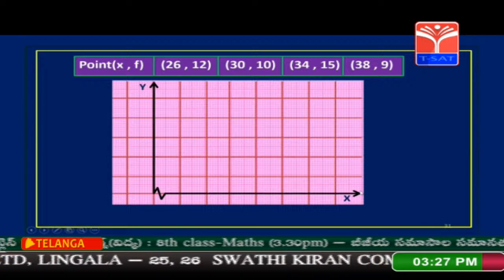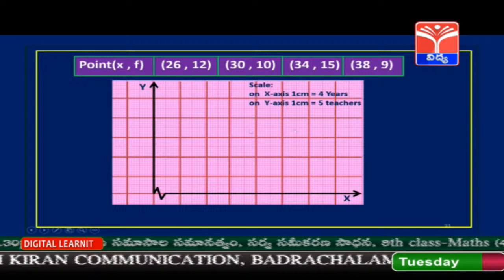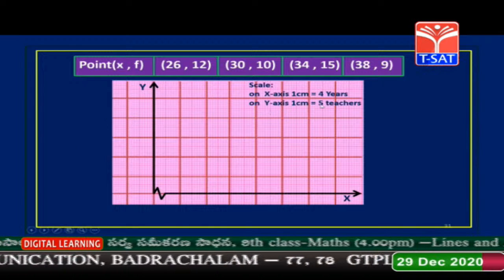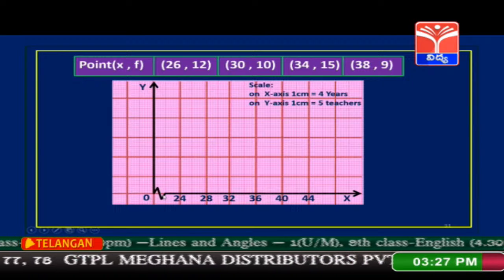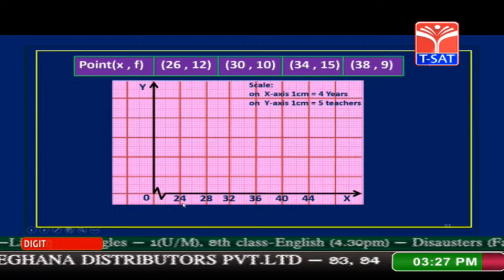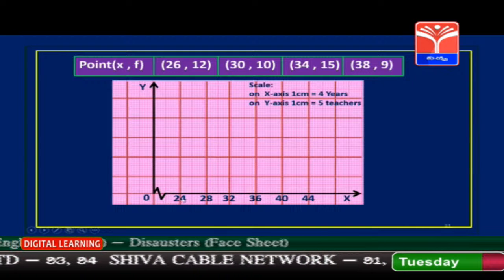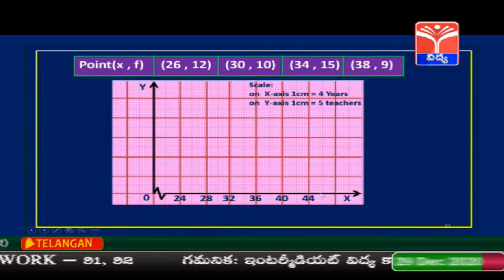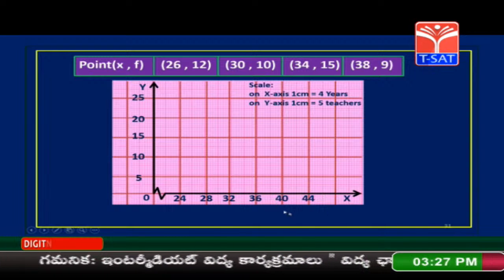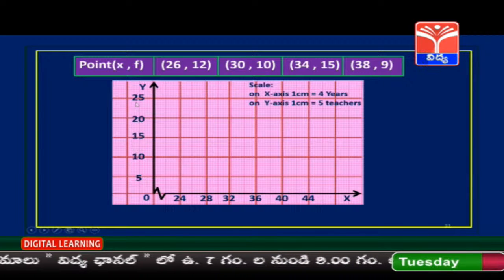So I am taking the x-axis, y-axis and scale. On the x-axis 1 centimeter equals 4 years, on the y-axis 1 centimeter equals 5 teachers. See children here, directly after 0 I am taking 24, I am not taking 4, I am taking 24 because I am using the symbol here. So 24, 28, 32, 36, 40, 44. On the y-axis 1 centimeter equals 5 teachers. So 5, 10, 15, 20, 25.